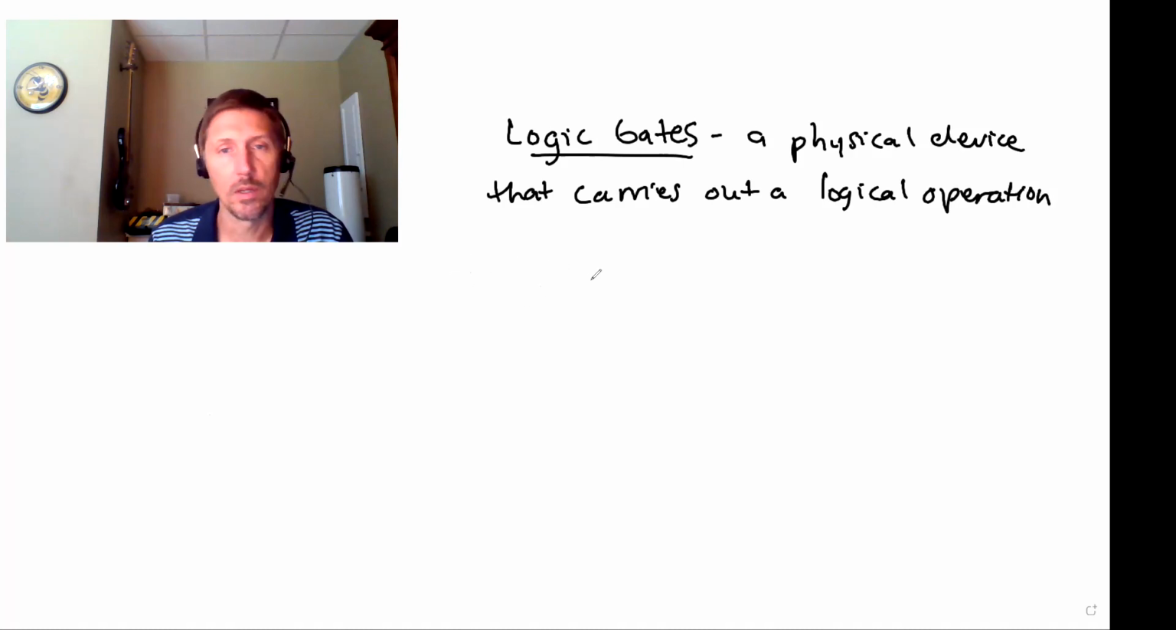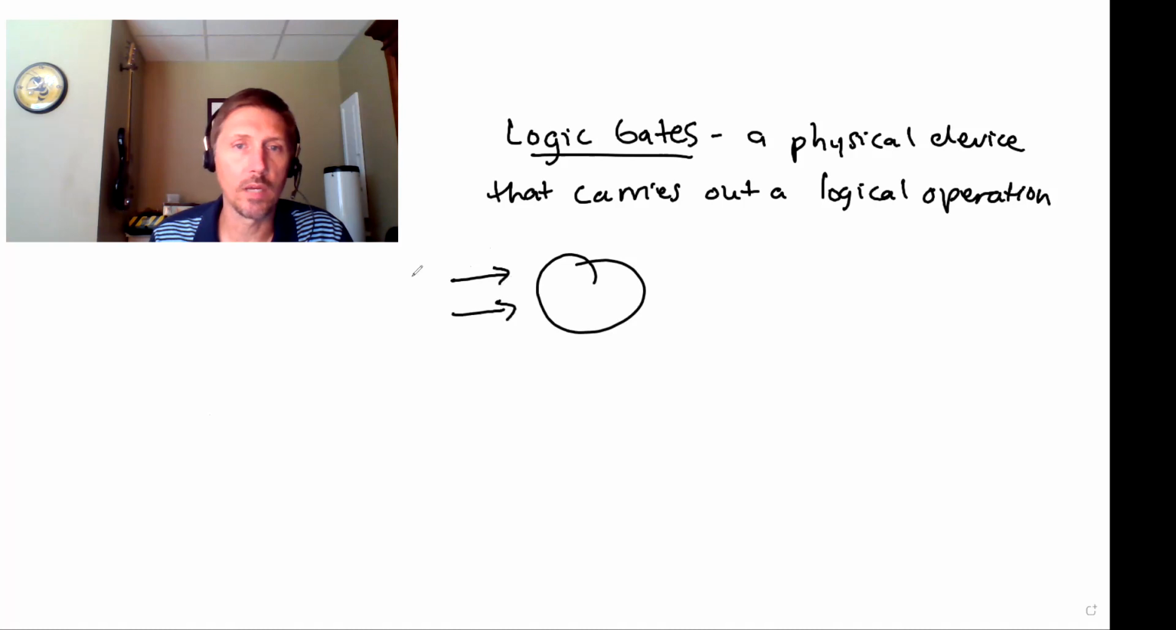If I were to represent that as a circle here, you've got zeros and ones going in. Could be a 0 and 1, could be a 1 and a 1, some kind of signal coming in, and then you've got a single signal coming out. Depending on the purpose of that logic gate, you'd get either a 1 or a 0 coming out the other side. So it's a physical device that does that.